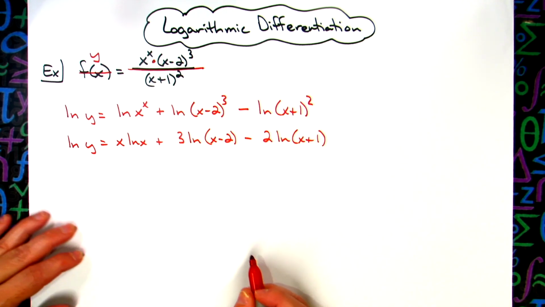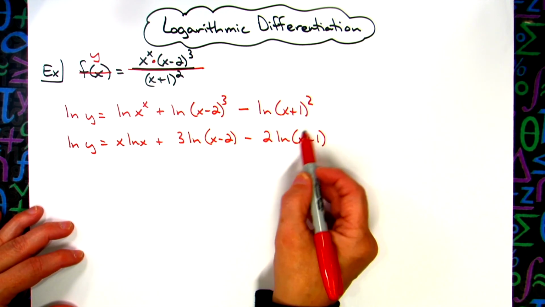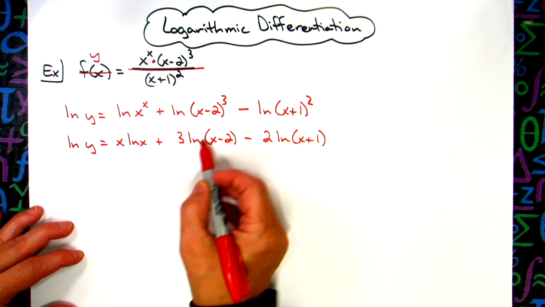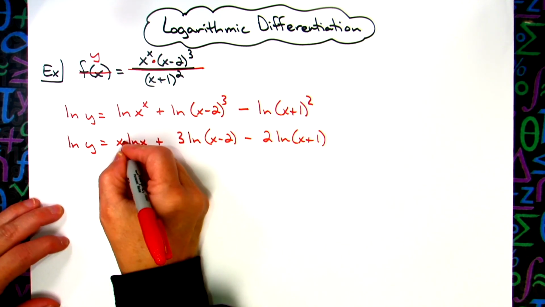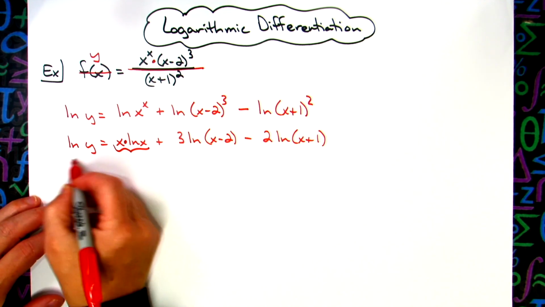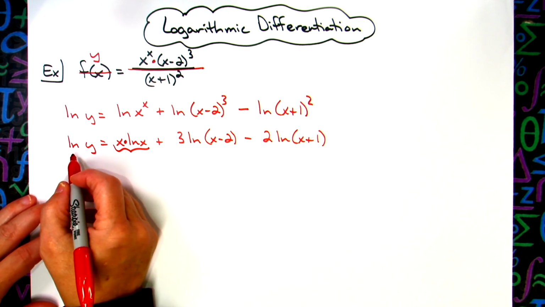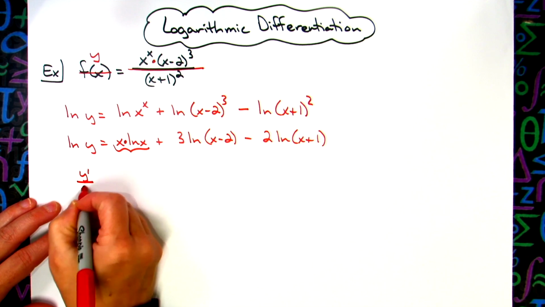Now, the reason we do this is because this derivative is now real easy. It'll be 2 times u prime over u. Same thing here, it'll be 3 times u prime over u. Now, right here, I do have a product, so we are going to have to do product rule right there. Same thing, natural log of this y, we'll do a u prime over u, so y prime over y.